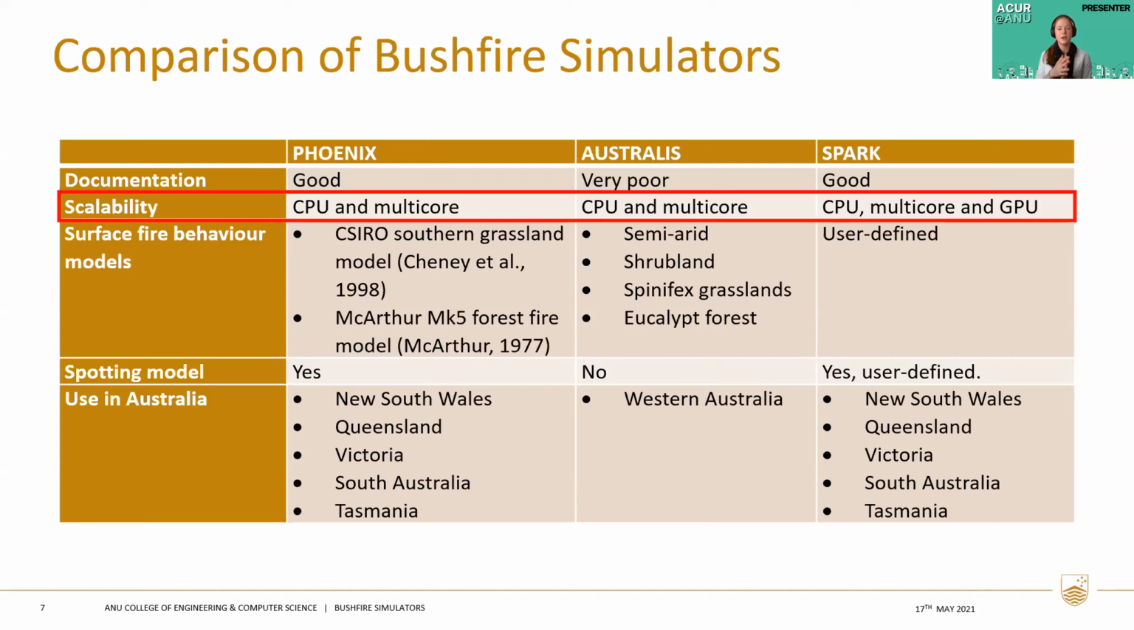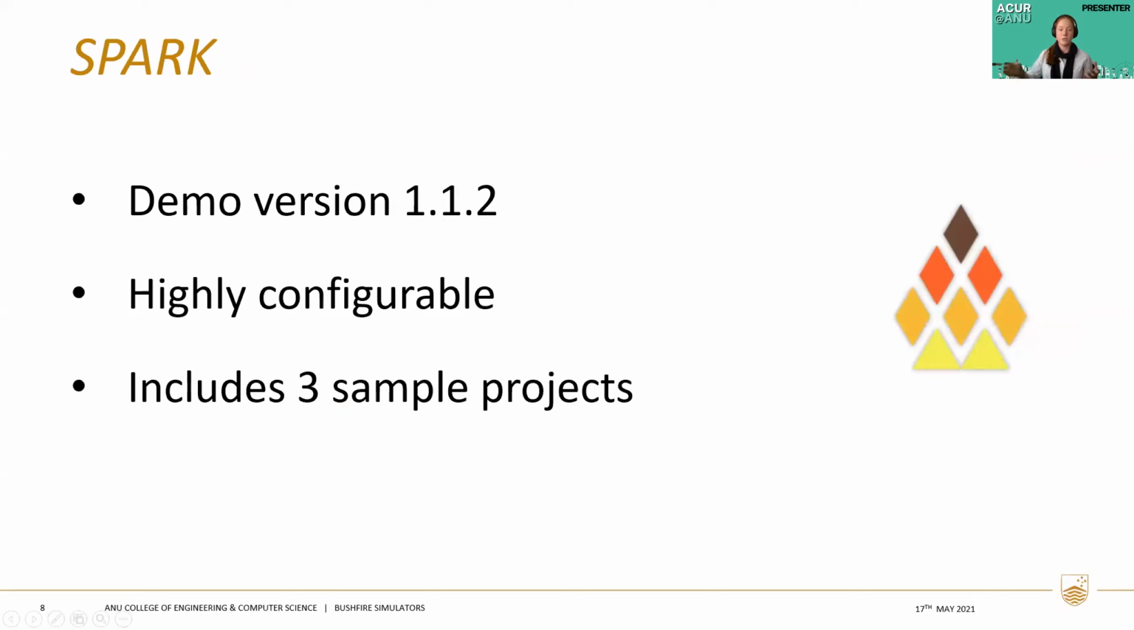In contrast, while Phoenix can still be used for ensemble analysis, it's not as scalable because it's limited to CPU and multi-core processing. Therefore, it was because of the scalability and the configurability that Spark was ultimately chosen as the better simulator to use. The next step was to actually run the Spark software.